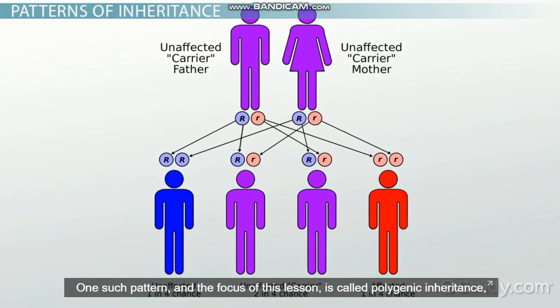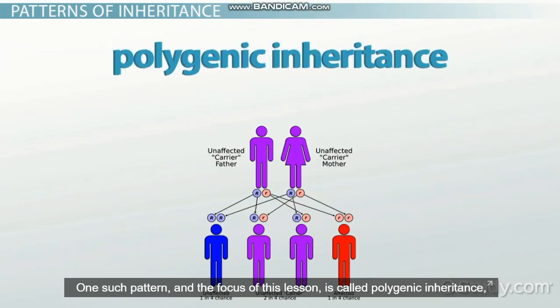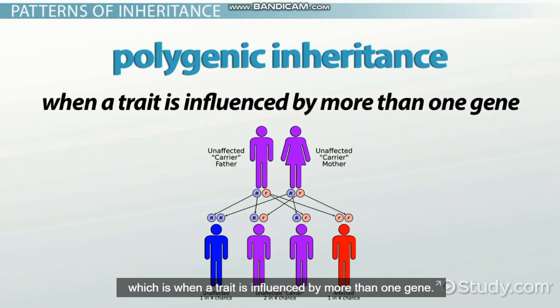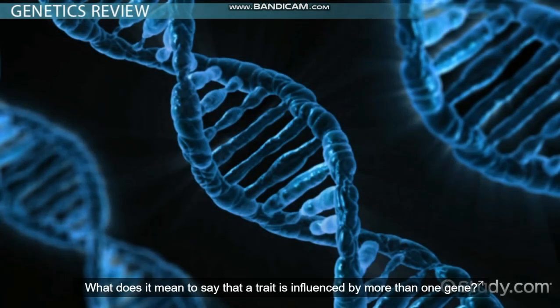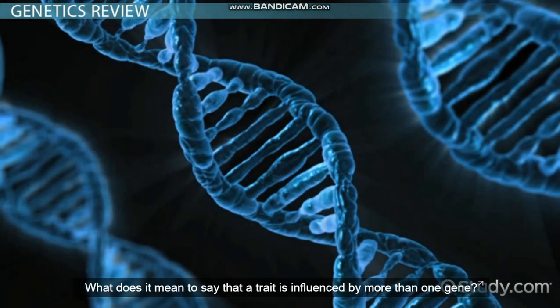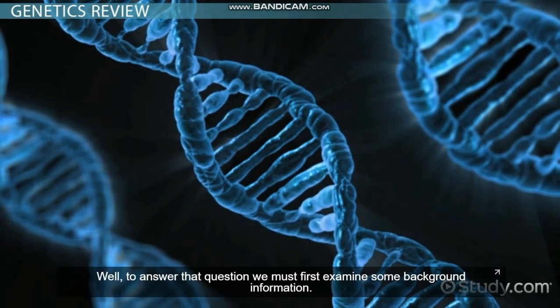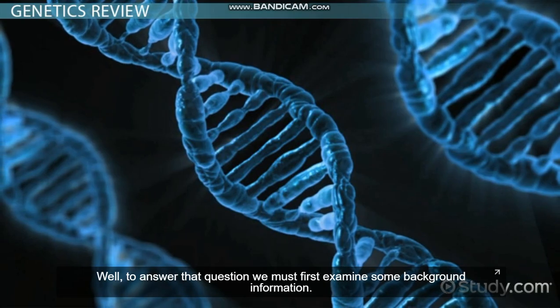One such pattern, and the focus of this lesson, is called polygenic inheritance, which is when a trait is influenced by more than one gene. What does it mean to say that a trait is influenced by more than one gene? Well, to answer that question, we must first examine some background information.